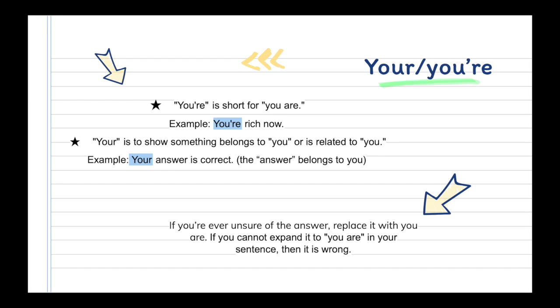So this one's a little more simple than the last one we went over, because for this one, if you're ever unsure of the answer, replace it with you are. If you cannot expand it to you are in the sentence, then it is wrong. For example, if you said, you are answer is correct, you would be able to know that that's an incorrect sentence. Whereas if you put, you are rich now, you would understand that that does make sense. Therefore, you're should be used.